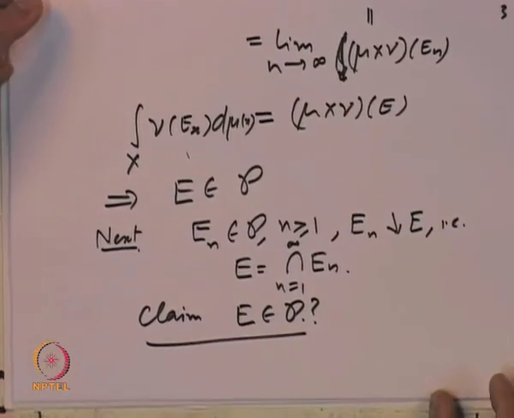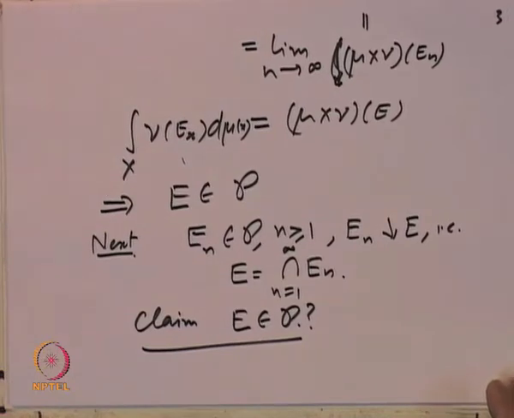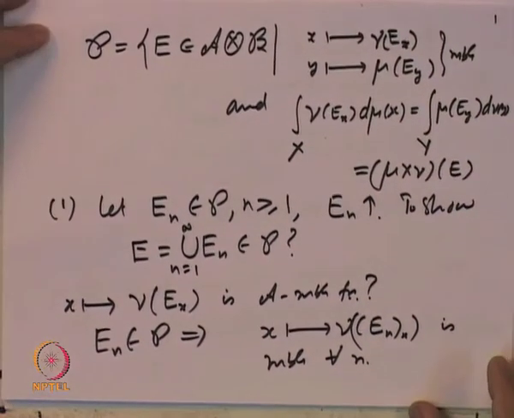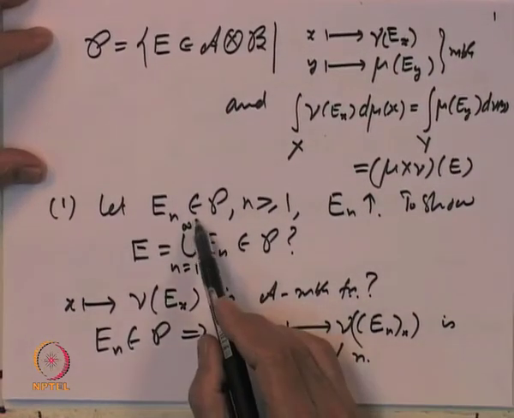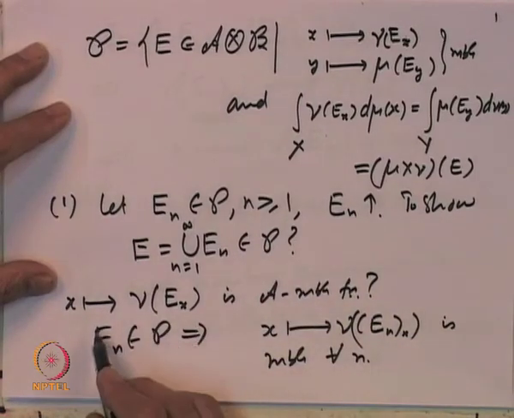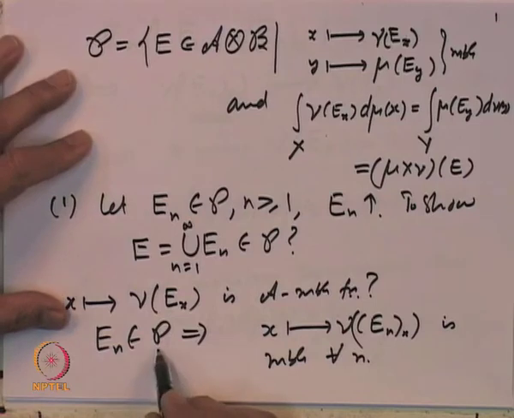So, we can try to copy the proof for the increasing case. Let us go back to the proof of the increasing case and see if we can carry over the proof by saying similarly. Now we have E n's decreasing. Because E n's belong to P, what we said first was that this is a measurable function.